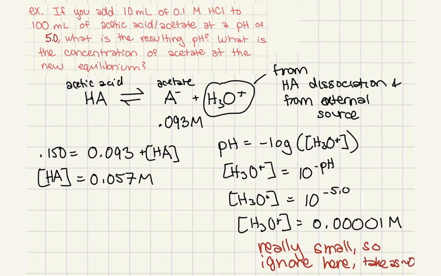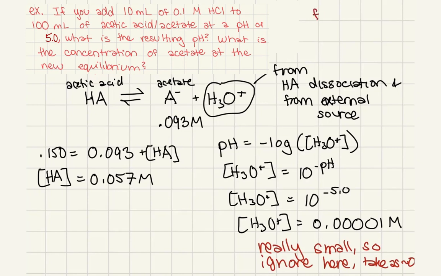But before we can put this stuff into our ICE table, first we need to convert it to moles, because remember, we're going to have to do that because our volume is going to be changing. And it's not just going to be changing a tiny amount. We're going to be changing our volume by a whole 10%. So 10 mils is 10% of 100 milliliters. And so we're going to end up with a final volume of 110 milliliters. So we'll deal with that later.